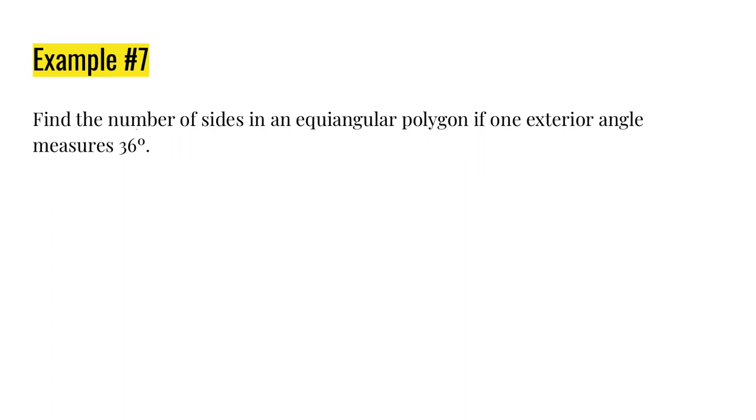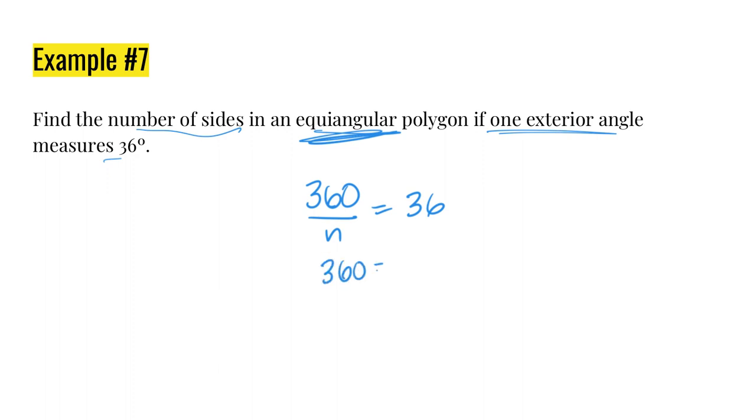Now we're going to find the number of sides in an equiangular polygon if one exterior angle measures 36 degrees. Well, that sum is 360. When I divide that by the number of sides, I'm going to get that value of a single angle, which in this case is 36. I think you can see that pretty easily, but if I multiply both sides by n, I get 36n, divide by 36, and I find out that my number of sides is 10.